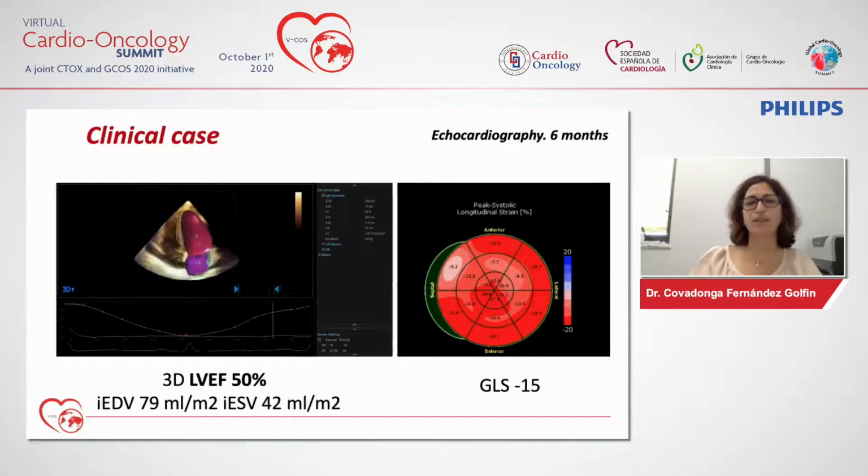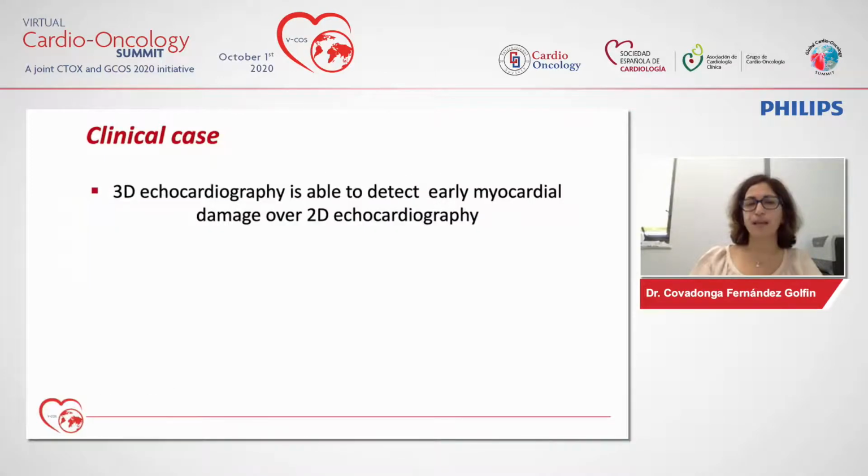So this is a very nice clinical example of the use of 3D echo to detect early myocardial damage over 2D echocardiography, and to illustrate the need to have, whenever possible, precision, so we can make comparisons exactly the same way when we do the quantitation in an automatic manner using the same settings in both studies.